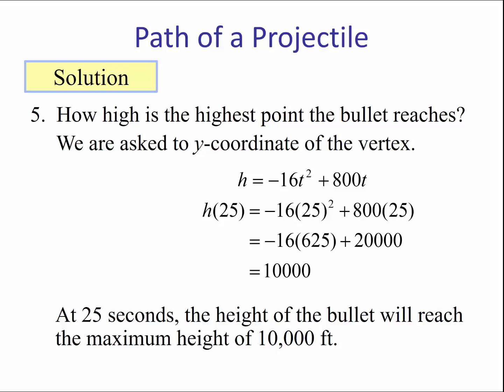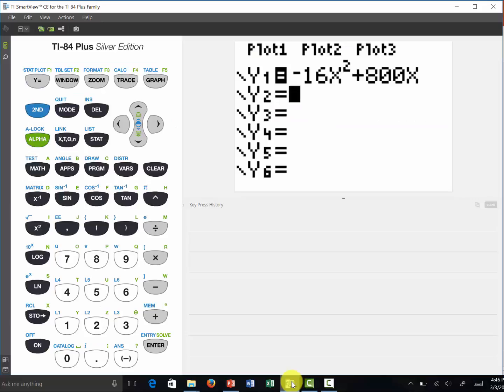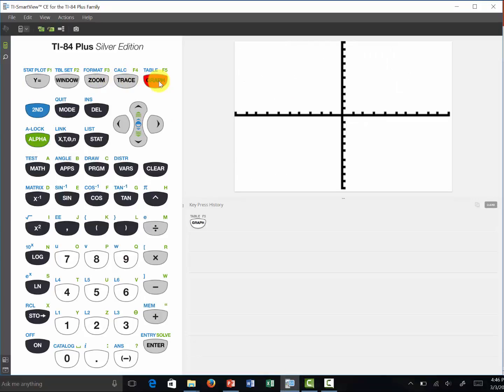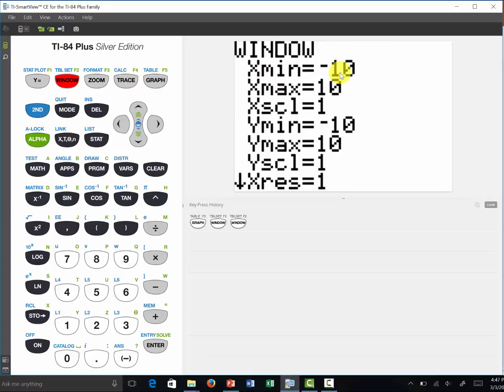Let's verify this on our graphing calculator. I have the equation in y1. And of course, if we hit graph, we're not going to see anything in the viewing window. We need to adjust it. We know the x-intercepts are 0 and 50. So for the x-min, I'm going to use -10 so I can see the x-axis. For the x-max, I'm going to use 60 because our second x-intercept is at 50. And I'm going to count by, let's say, 5.